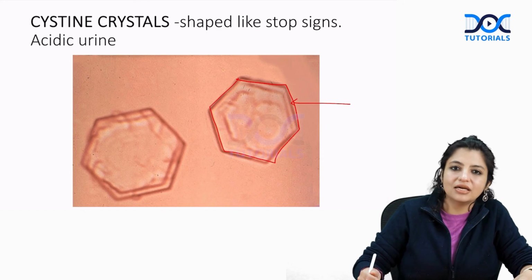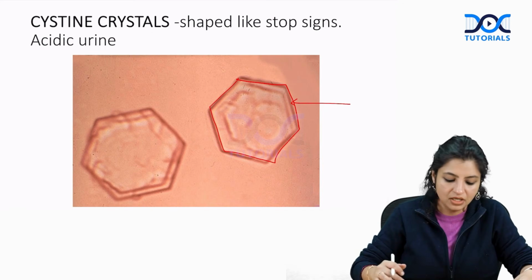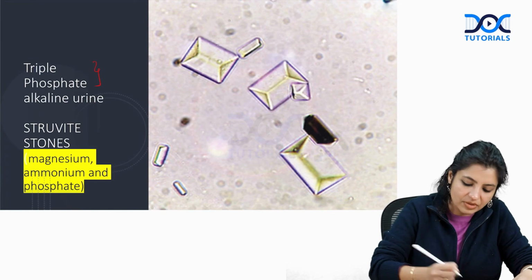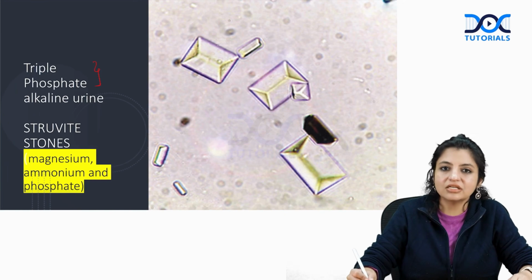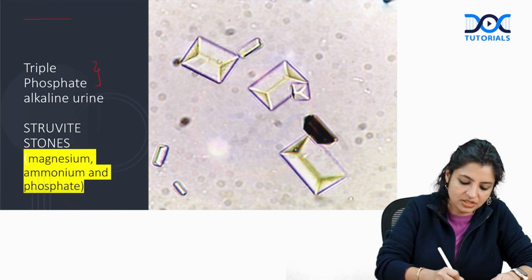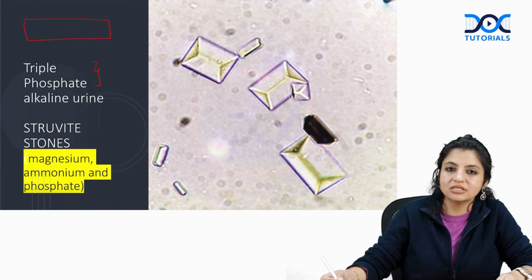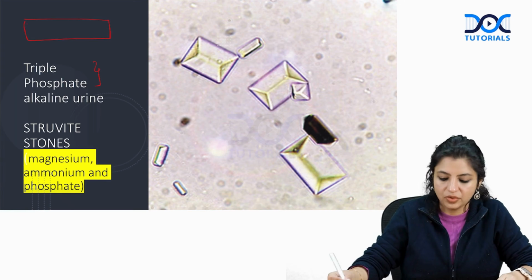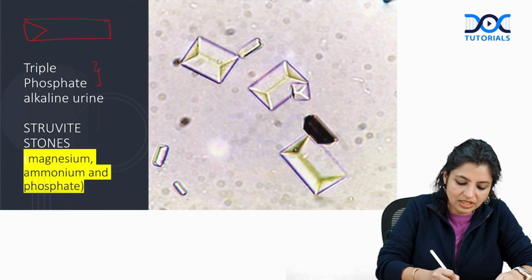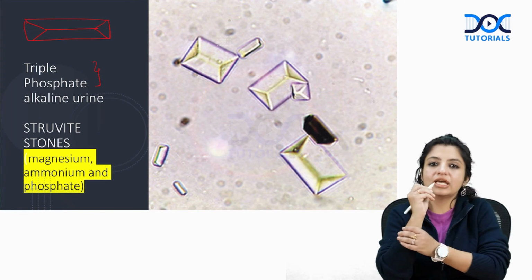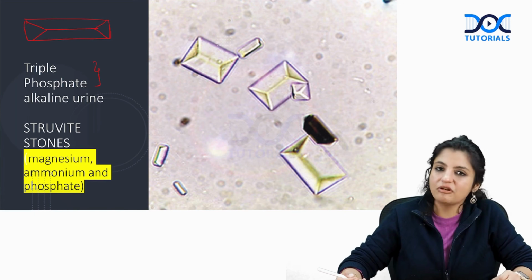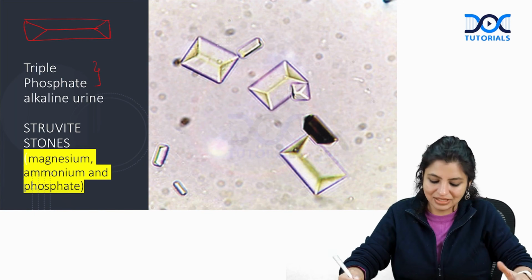Now coming to the alkaline urine. So alka is first triple. When I say triple phosphate, remember these are true white stones. First thing, remember they are rectangular crystals, and they are like a coffin lid. Like this and a line here. So these are your triple phosphate crystals. They are like coffin lid crystals which are seen.